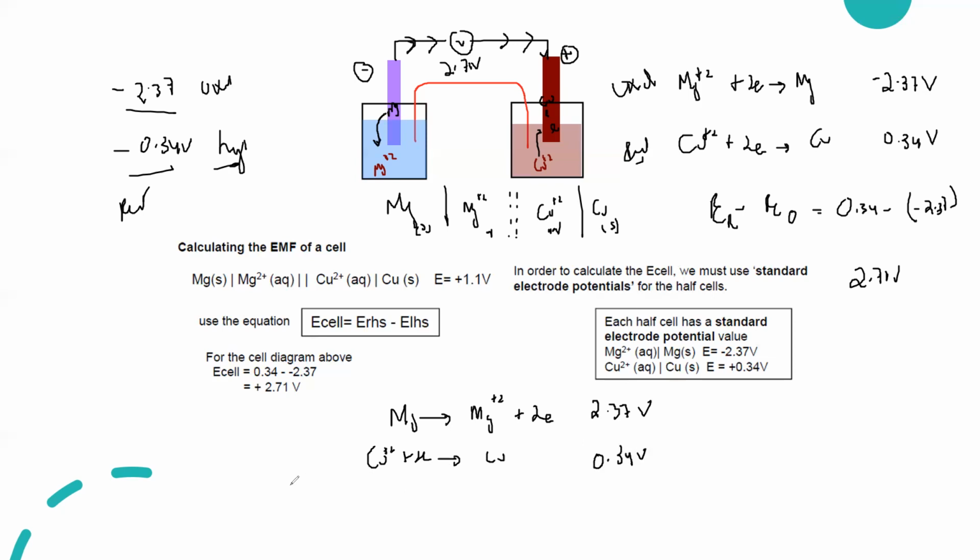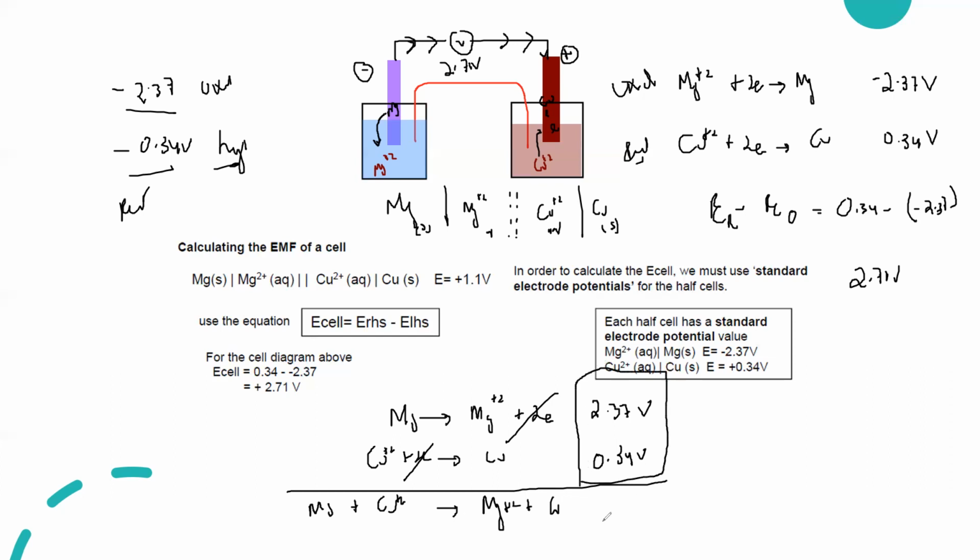In the simultaneous equation, I want to remove the electrons: on one side electrons are on the right hand side, and on the other on the left. So if I add the two equations, electrons will cancel with electrons, so the equation will be magnesium atom reacting with copper ion and converting into magnesium ion and copper atom, and the final electrode potential will be 2.71 volts.